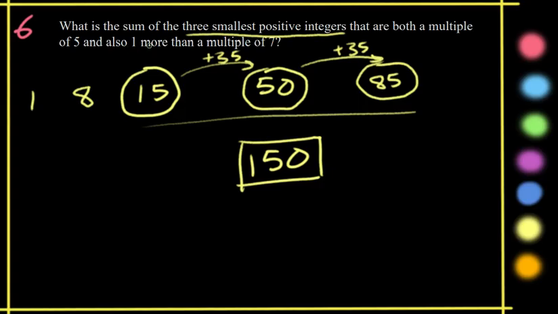The reason we could go up by 35 was because 5 and 7 were relatively prime. If 5 and 7 were not relatively prime, you'd have to divide by the greatest common factor and then increment by that amount.